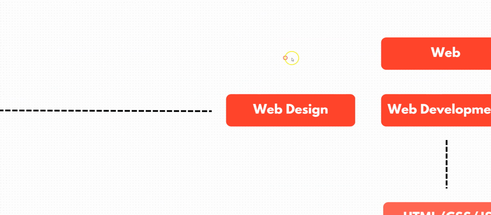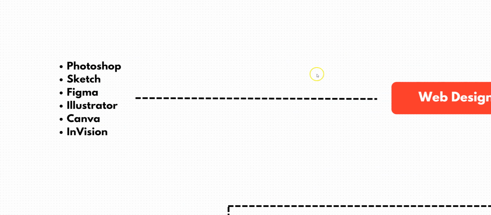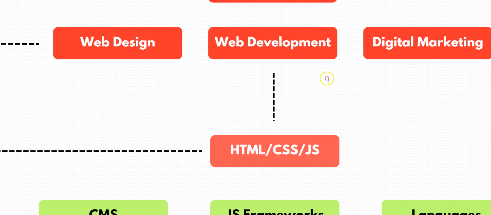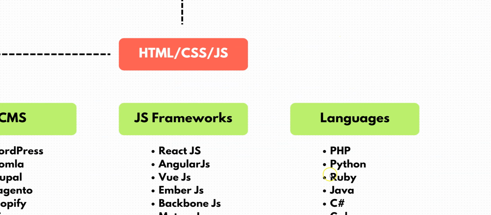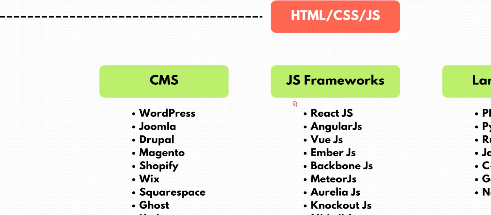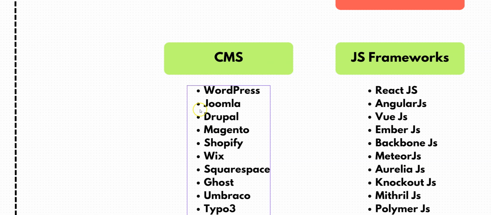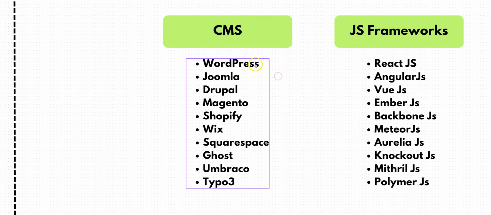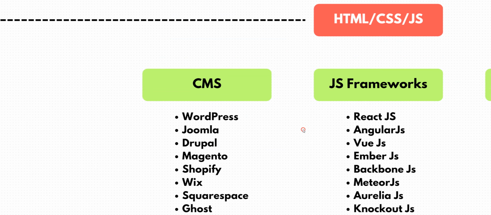You can become a web designer by learning this, or you can become a web developer by learning only backend languages, where you will be titled as a backend developer, or JavaScript frameworks, where you will be titled as a front-end developer, or CMS, where individually you will be known as a WordPress developer or Joomla developer. Here you need to have knowledge of both design and development, how to create your own themes, how to publish it and how to create a page.